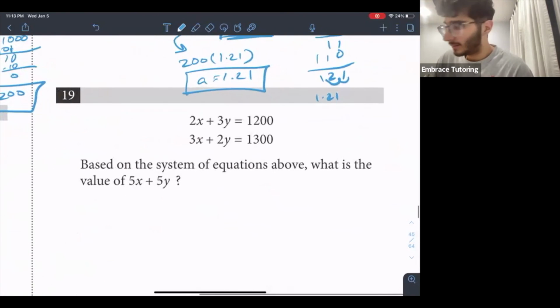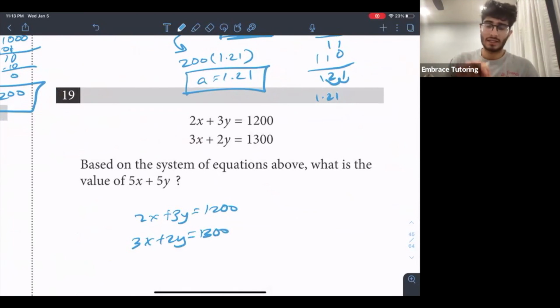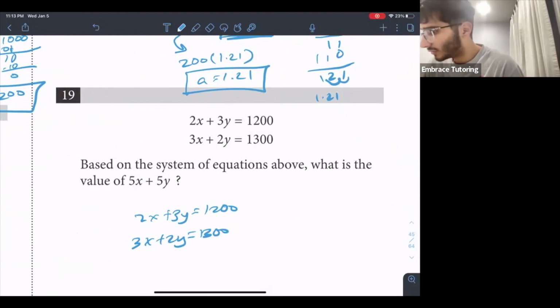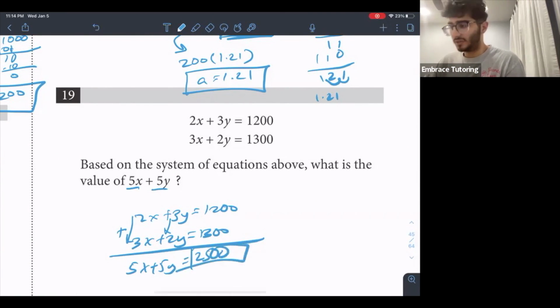Question 19. Based on the system of equations above, what is the value of 5x plus 5y? A lot of people would not recognize this, but there are times where you can combine the two equations into one, and then you get what they're asking for. They're asking for 5x plus 5y. Yes, you could solve for x separately and y separately and then multiply everything by 5, but you could also add both equations together to get 5x plus 5y, which gives you 1200 plus 1300 is 2500, which is your answer. That was a very easy trick, but a lot of people usually don't see that.